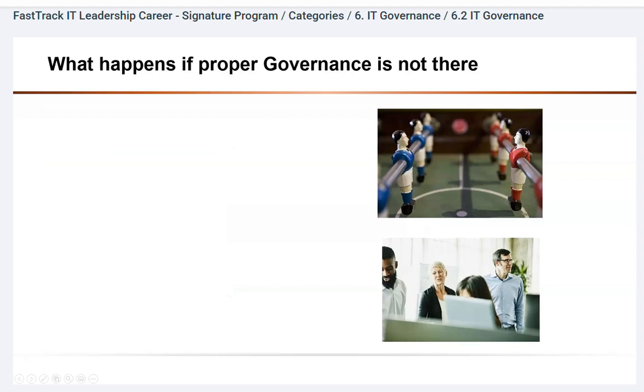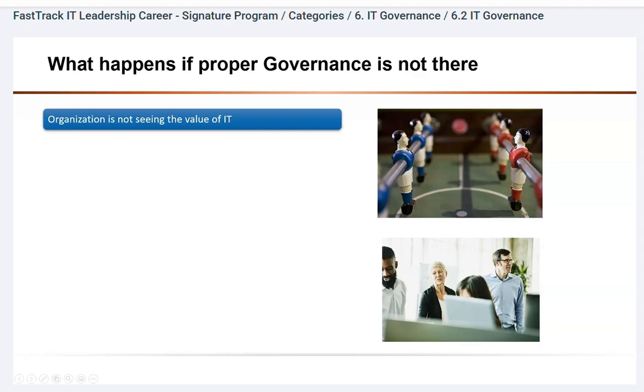So what happens if proper governance is not there? I think this is the best way to look at how governance can help. One point here is that the organization is not seeing the value of IT. If there is no governance, that means there is no alignment between the business and IT. That means the business may not be seeing the value of IT.